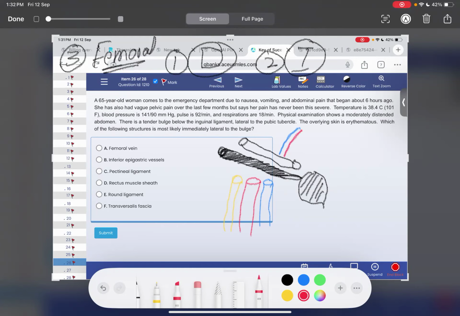Now if the intestine goes through this pathway, what is this called? Direct. And when it goes through this pathway? Indirect hernia. If it goes directly through this pathway, without this and without this, the hernia is called a femoral hernia.